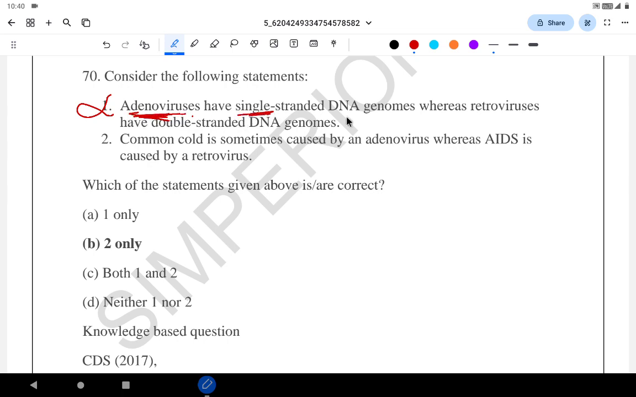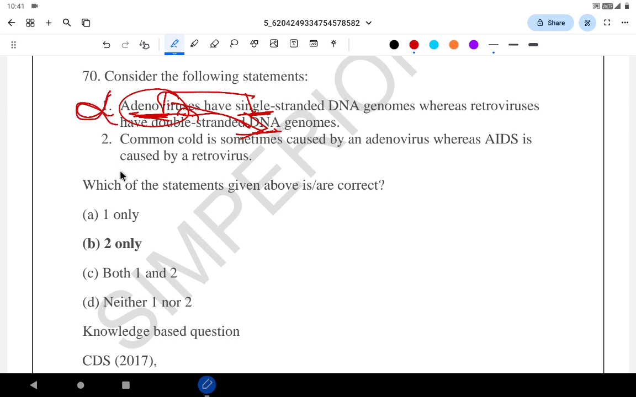Adenovirus is single stranded, retrovirus is double stranded. Whenever it gives these ideas, they normally interchange two things. They will give the retrovirus fact for adenovirus and the adenovirus fact for retrovirus. These are very common patterns, so that is wrong.